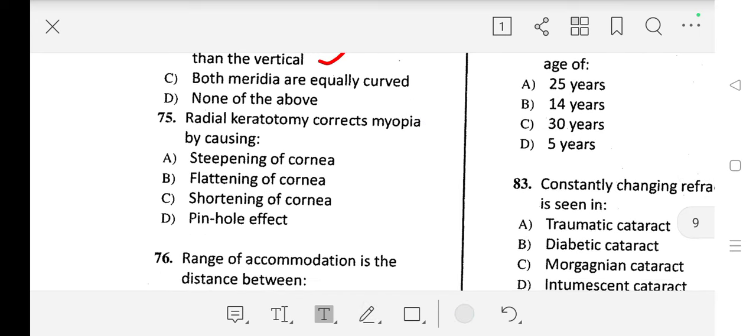Next question is question number 75. Radial keratotomy corrects myopia by causing steepening of cornea, flattening of cornea, shortening of cornea, or pinhole effect. Its right answer is B part, flattening of cornea.